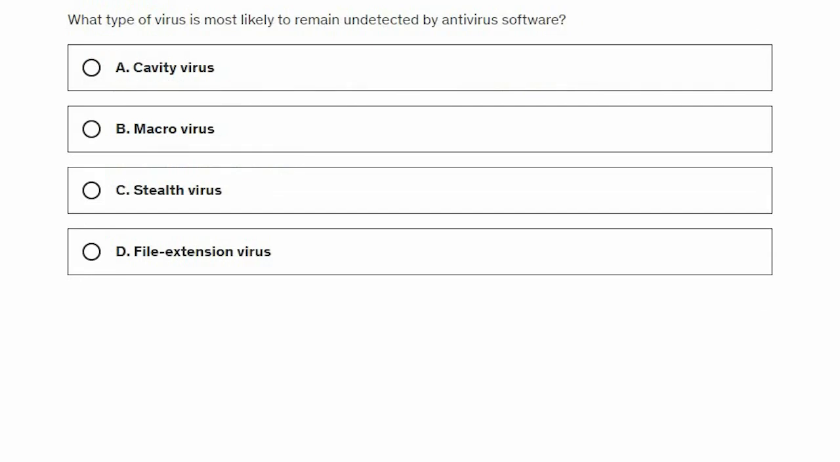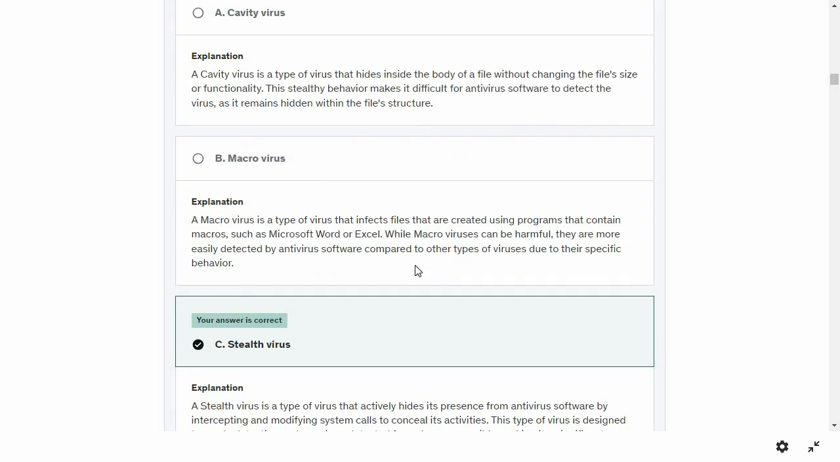Question number 2. What type of virus is most likely to remain undetected by antivirus software? A. Cavity virus. B. Macrovirus. C. Stealth virus. D. File extensions virus. Pause the video and answer this question. The correct answer is C. Stealth virus.